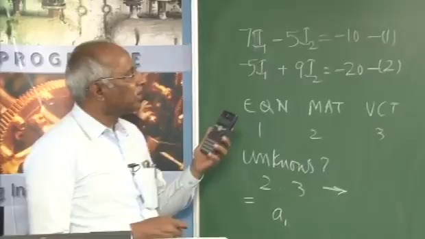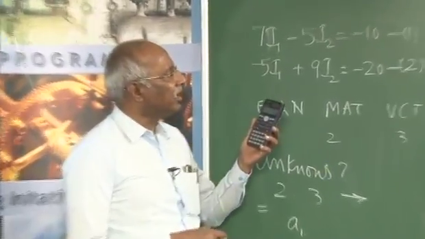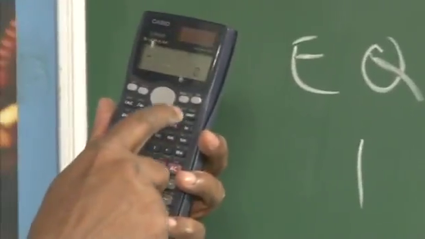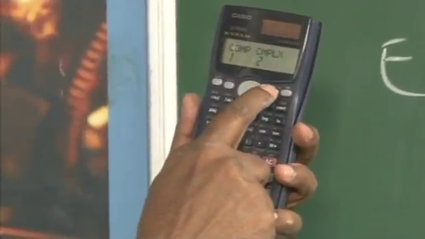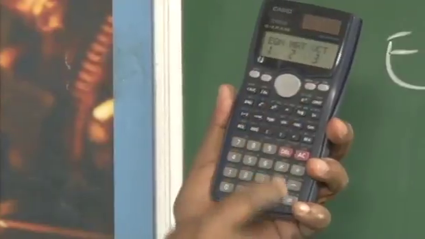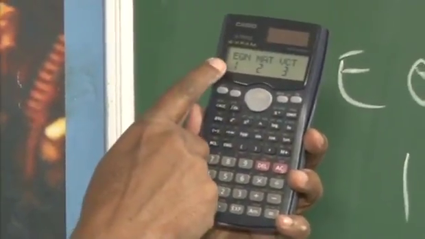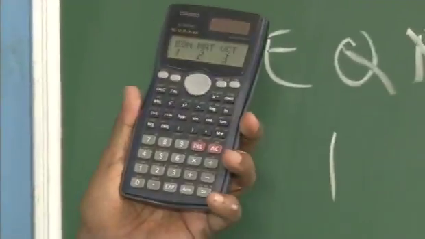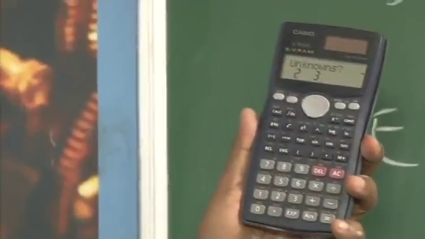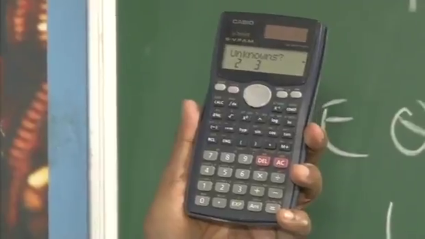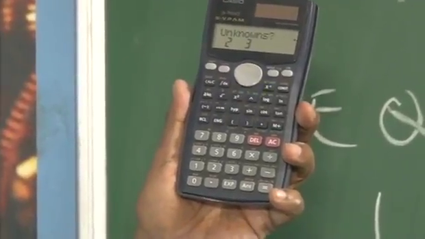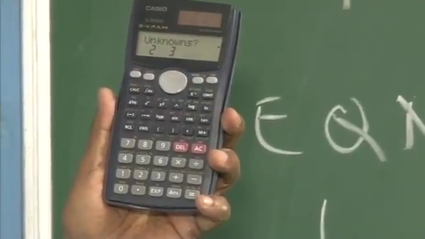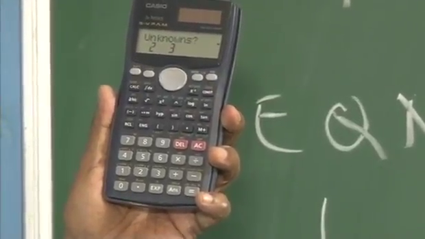Now in respect of Fx991MS, after you switch on the calculator, go to mode, press 3 times till you get the equations on the screen. That is what I have written here. If you press 1, it takes you to a screen displaying unknowns 2 and 3. 2 represents two simultaneous equations, 3 for 3 simultaneous equations.